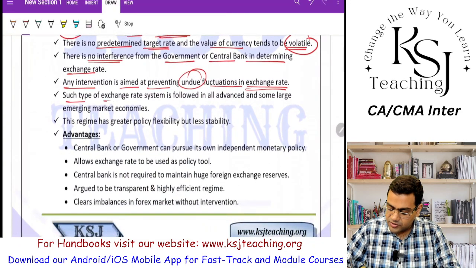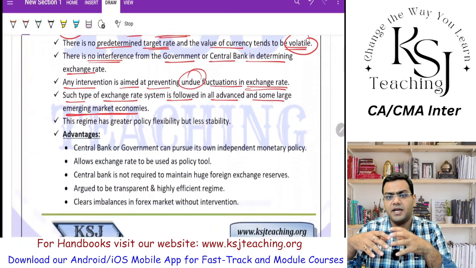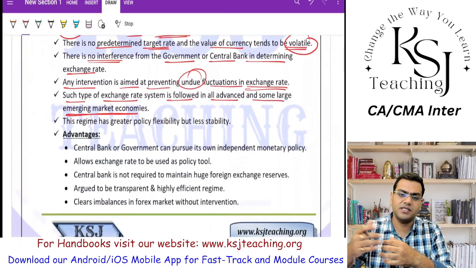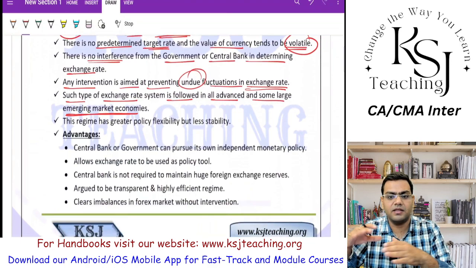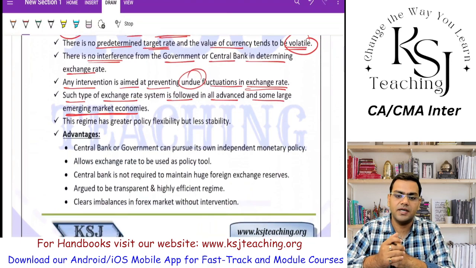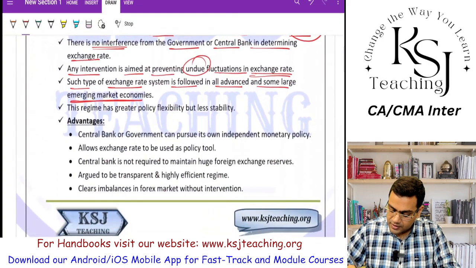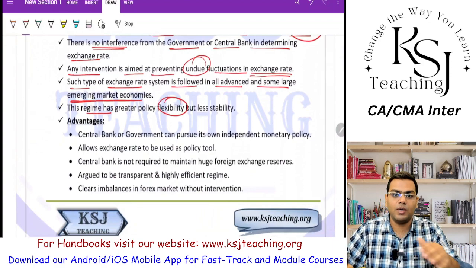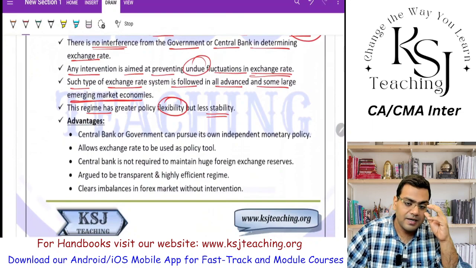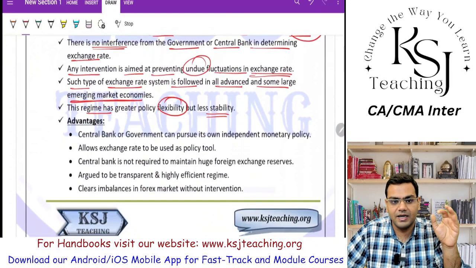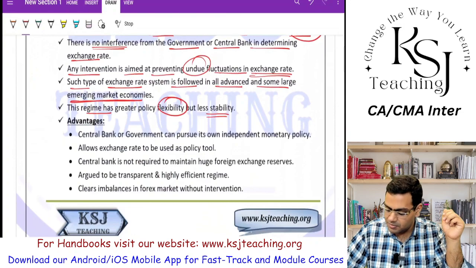Such type of exchange rate system is followed in all the advanced and some large emerging market economies, where they are expecting quite a stability. In the advanced countries, this floating exchange rate can be determined, right? This regime has greater policy flexibility because it is dependent upon the market without any interference. So flexibility is there, but at the same time, the stability is not there, right? That is why we say it is quite volatile. It can keep on changing. It is not going to be stable.